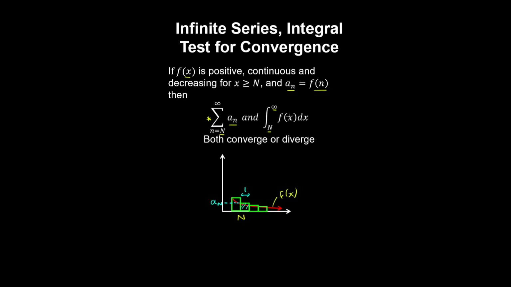So the integral gives the area under the curve described by f of x from n to infinity, and that's smaller than the area given by the series. So therefore, if the series converges, then the integral that gives the smaller area also converges. And conversely, if the integral diverges, then so does the series.